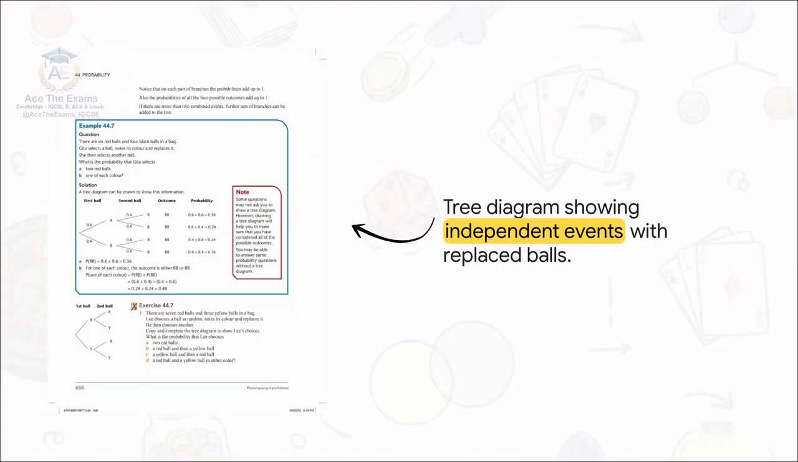This brilliantly illustrates independent events using a tree diagram. A girl named Gita selects a ball, notes the color, and crucially, she replaces it. Because she puts it back, the probability of pulling a red ball, which is 0.6, stays exactly the same on the second draw. If you look at the decimals on the second set of branches, they are perfectly identical to the first. That is the hallmark of completely independent events.